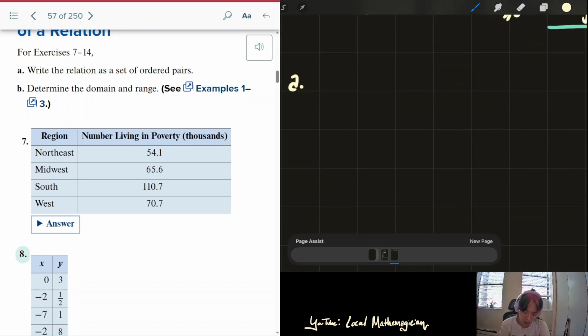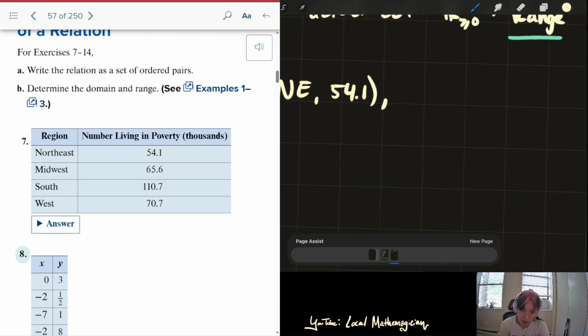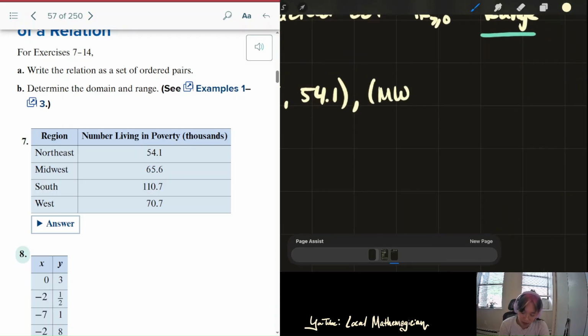Your ordered pairs will be, and I'm going to shorten it because I don't feel like writing all that, okay? It'll be northeast, comma, oh, and you want it as a set. Northeast, comma, 54.1, comma, Midwest, comma, 65.6. Again, ordered pairs need to be in parentheses, okay?